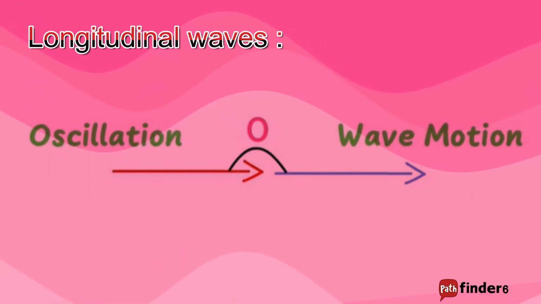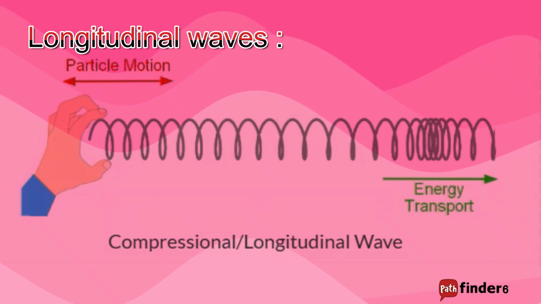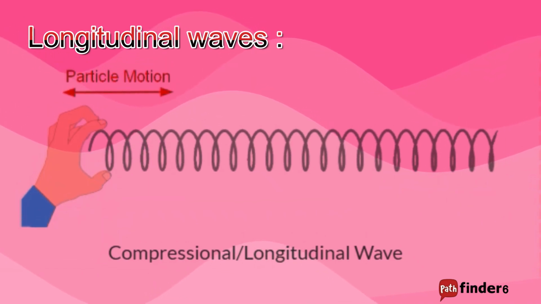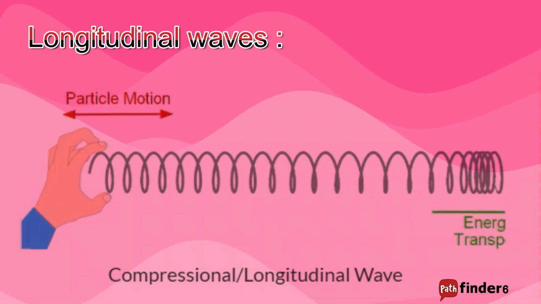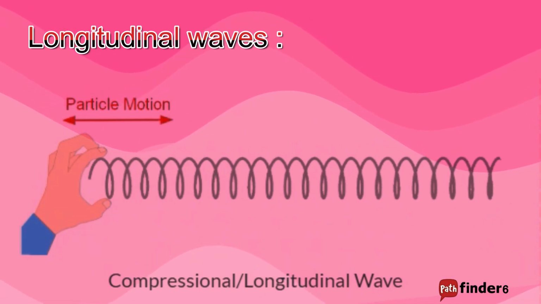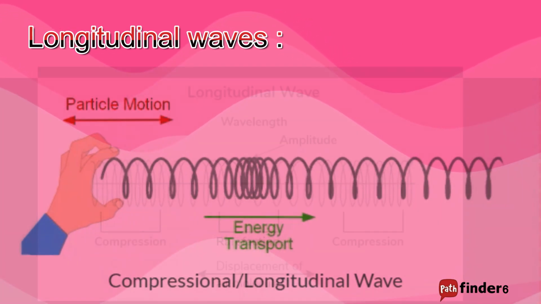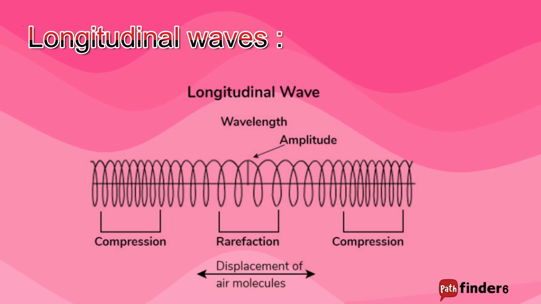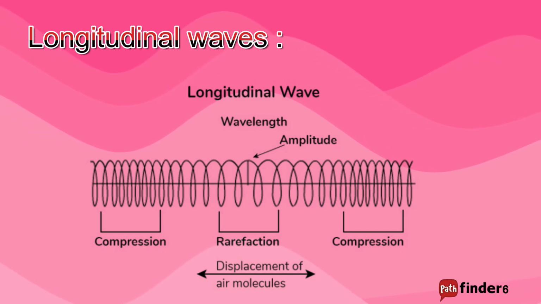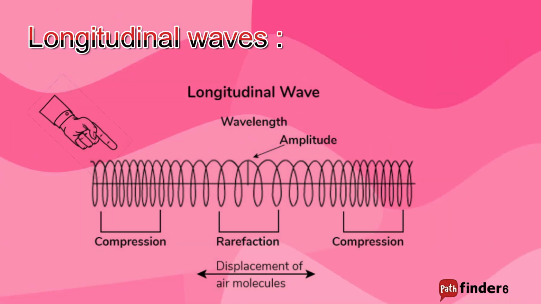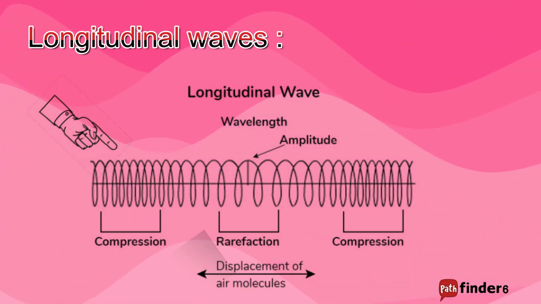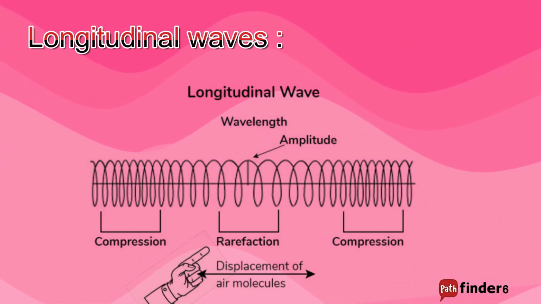For example, consider the waves produced in this spring here. Your hand moves back and forth in x direction, while the wave also moves in the x direction. So it is an example of longitudinal waves. Longitudinal waves are made out of consecutive compressions and rarefactions. The region of relatively high density and pressure is called compression, while the region of relatively low density and pressure is called rarefaction.